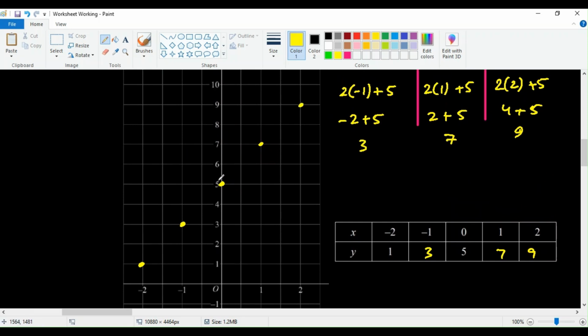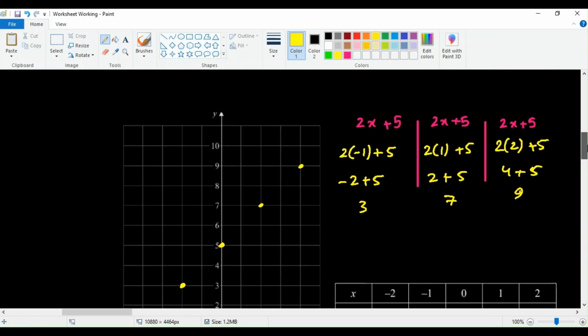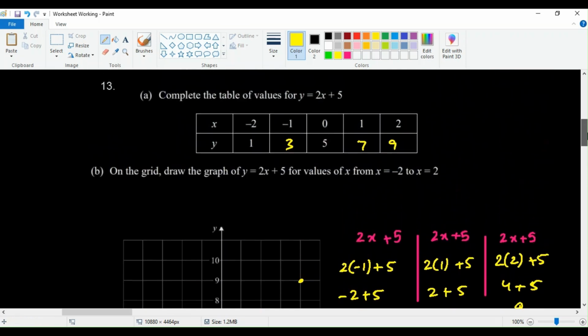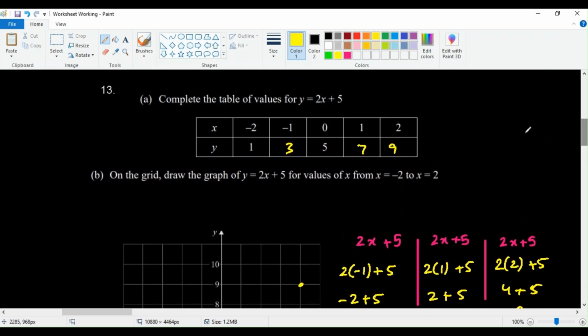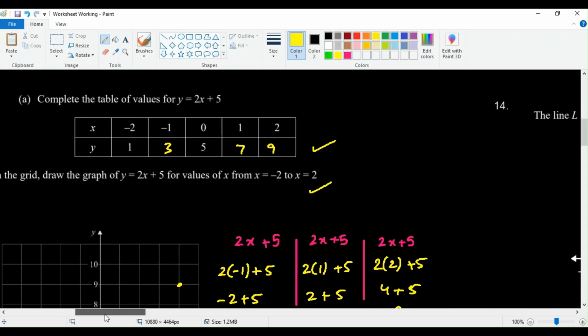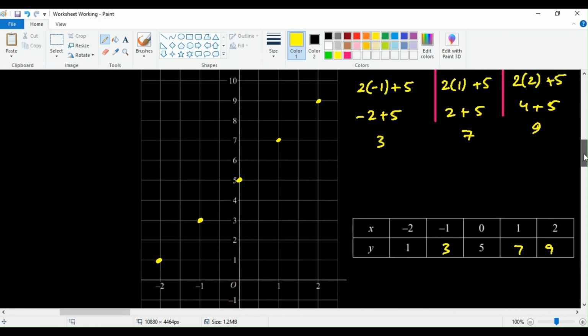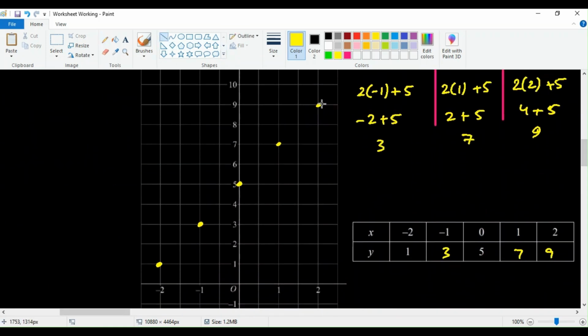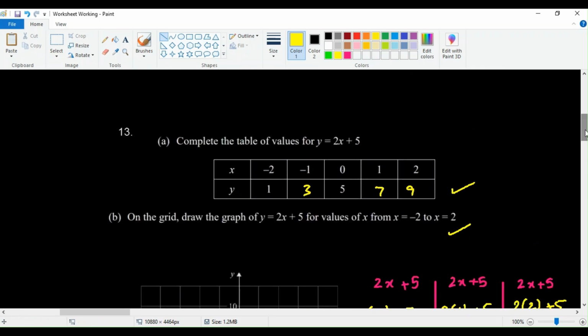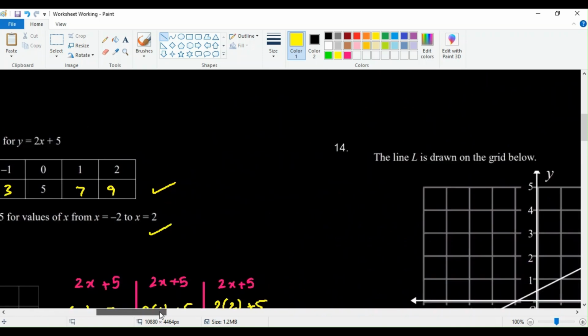And when all these points are joined together, you get a straight line. This is how you get this part and this part done. Shall I join this? Take a straight line from here, something like this. You'll get full marks for this type of question. Moving on to question number 14.